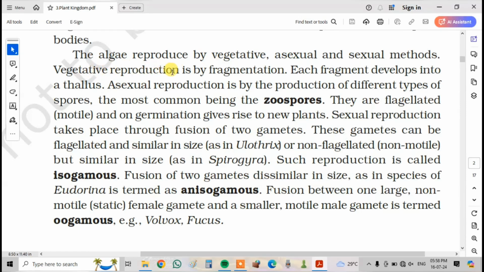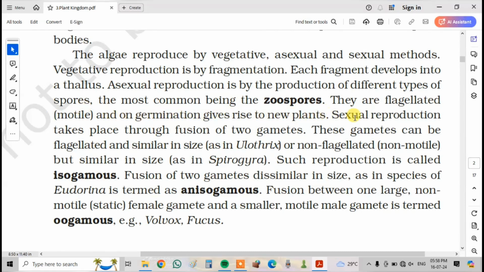The vegetative reproduction is by fragmentation. Each fragment develops into a thallus. Asexual reproduction is by production of different types of spores, the most common being the zoospores. They are flagellated, motile, and on germination give rise to new plants.